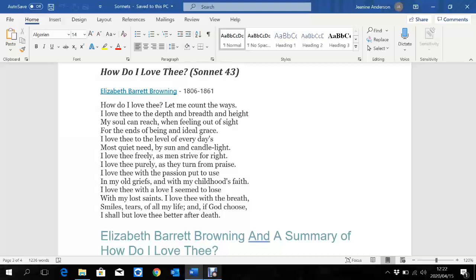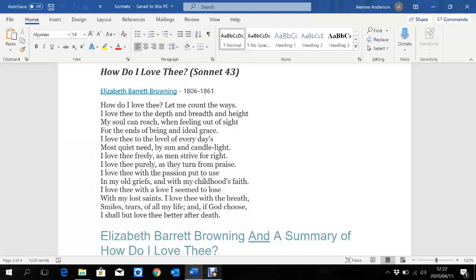She loves him in the daytime when the sun is out, and she loves him at night when she has to use candles. So she loves him when she's busy, and she loves him when she's quiet. Every single part of her day is consumed by her love for him.